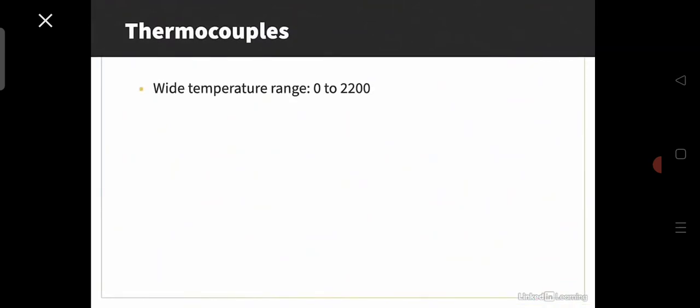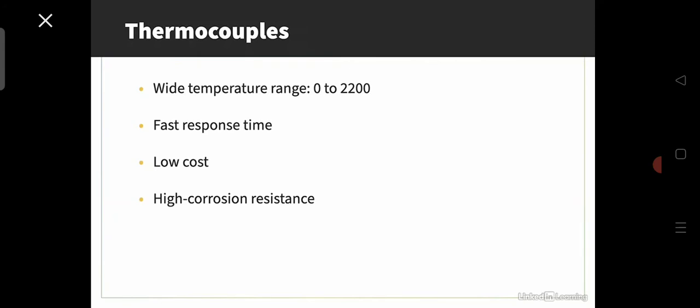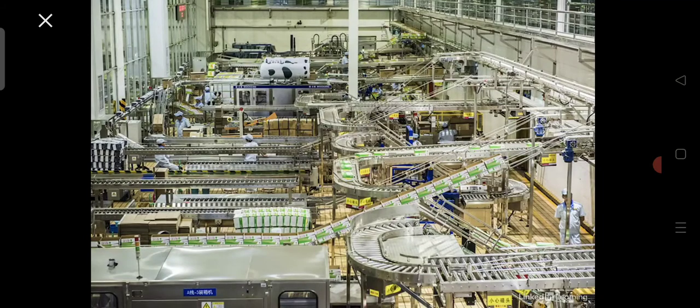Thermocouples are known for covering a wide range of temperature that can go up to 2,200 degrees Celsius. They have a fast response time, making them sensitive to any temperature changes. They are generally low cost when compared to other temperature sensors, and they have high corrosion resistance, making them a good choice in most industrial applications. They are used in many industries, like food and pharmaceutical industries, chemical, oil, gas, and energy industries. Basically, any industrial process that requires a temperature reading along the way.